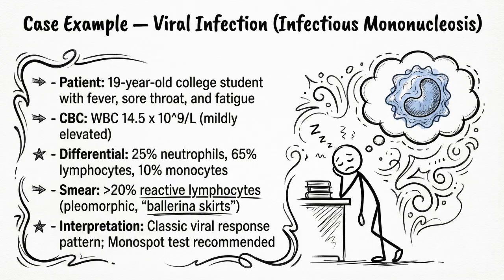Applying our framework, WBC elevated. Predominant cell, lymphocytes. Morphologic change, reactive lymphocytes. Pattern, viral infection. The clinical picture is classic for infectious mononucleosis. The monospot came back positive. Your smear findings told the story before the confirmatory test came back. That's the power of knowing what you're looking at. Sometimes, you even get to see the actual cause of the infection.